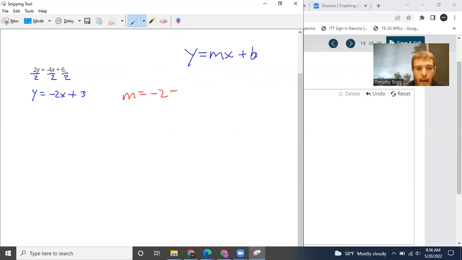But you can think of it as -2 over 1. And a lot of times that helps me to graph it, because then I know, okay, I go down 2 over 1, down 2 over 1. Okay, because my rise is -2, so that's down 2. And then my run is 1, so I go over 1. Remember, slope is rise over run.